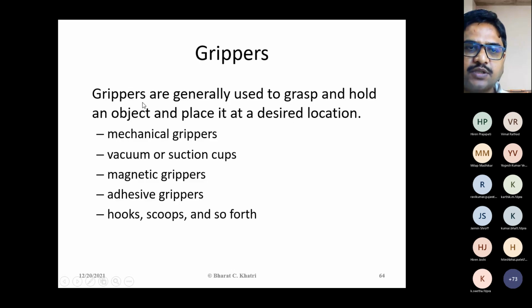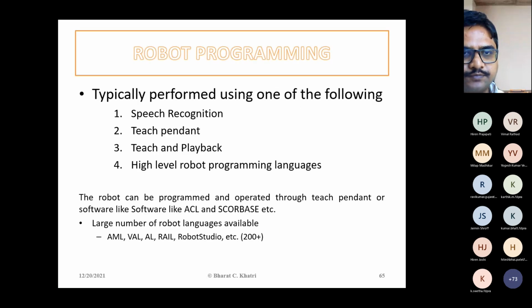Sometimes grippers are also attached, mechanical grippers or vacuum grippers. To lift flat plates, they use vacuum cups. So that vacuum cup becomes the hand effector and the hand gripper, and that can lift flat plates also. For iron type of items, which have magnetism, magnetic grippers are used, so that can lift iron particles or ferrous particles. Some adhesive grippers are also used. Some hooks and some other grippers are also used for robotic motions.